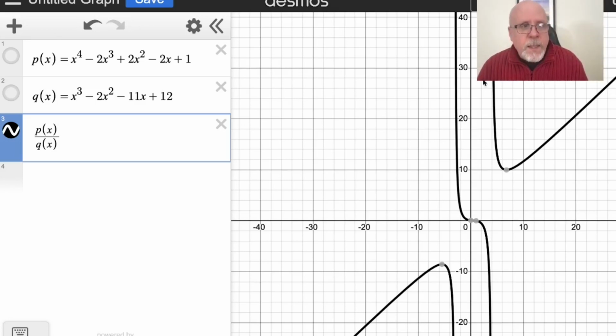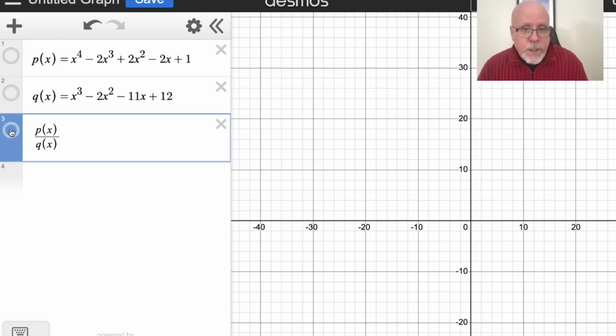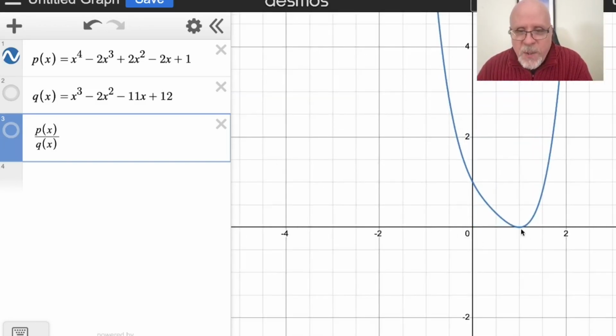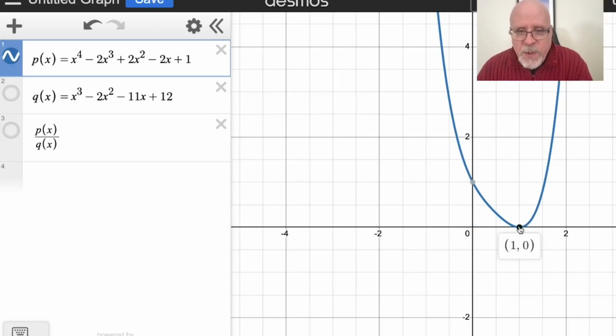So let's try analyzing this thing. Let me turn it off for a second and plot its numerator. Well, that numerator is pretty irreducible. It's only got one zero, and it happens with multiplicity 2 right there at x equals 1. So that means x minus 1 is a factor of it, and that means I'm going to have to do some dividing. But let's do a synthetic division.